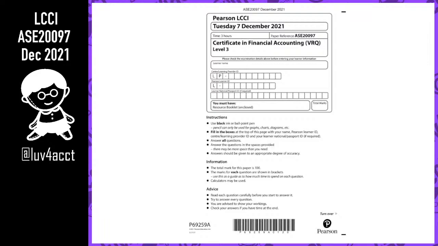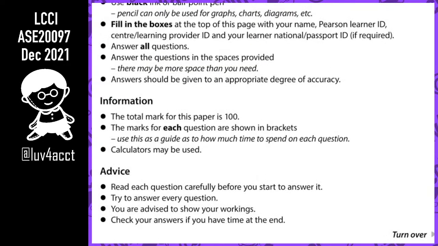Okay, so let's see. Today we are working on again LCCI Level 3 Financial Accounting ASE20097. We're working on the December 2021 paper. Let's move on. Again, 5 questions, 100 marks. We have to answer all the questions, no choice, all compulsory.